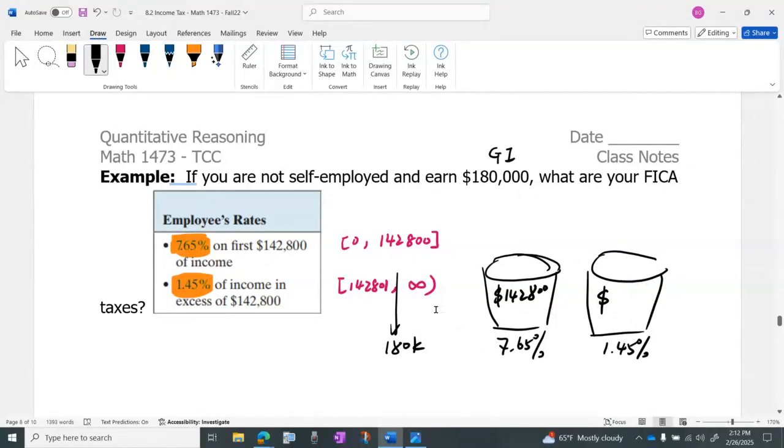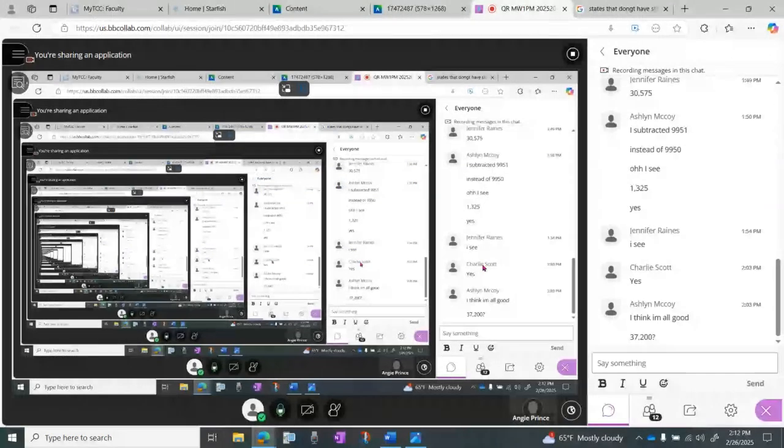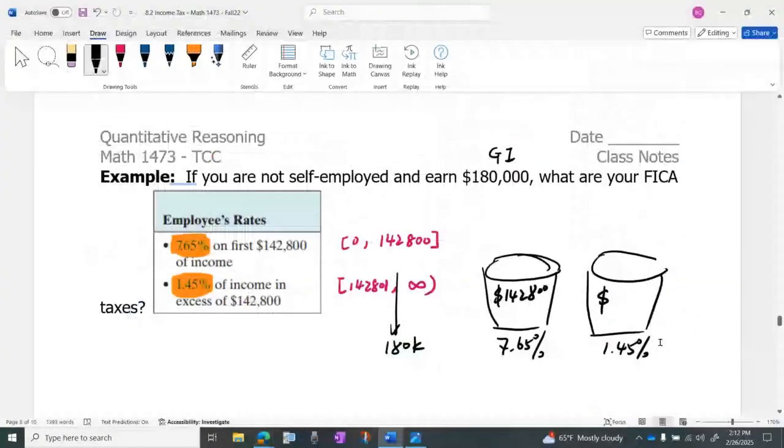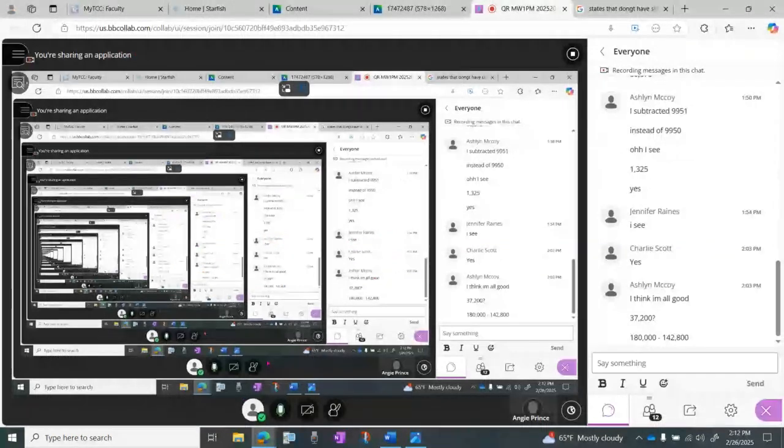Let me see your answer first. 37,200. How do you get that? Yeah, seems right. We use 180,000 minus 142,800. 0 minus 2 is... 7, 7 minus 4 is 3. Do you mean 37,200? Did you mistype something? Do you mean 37,000? Yeah, okay, you did do 37,200. Awesome. Thank you, Ashlyn. That's correct.